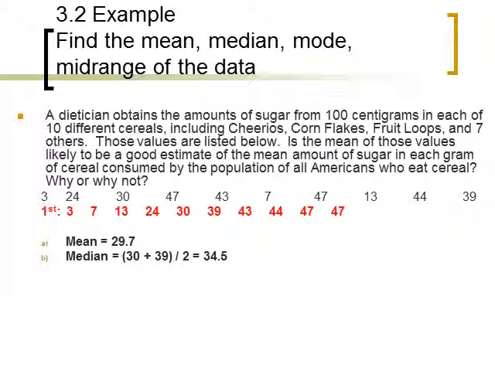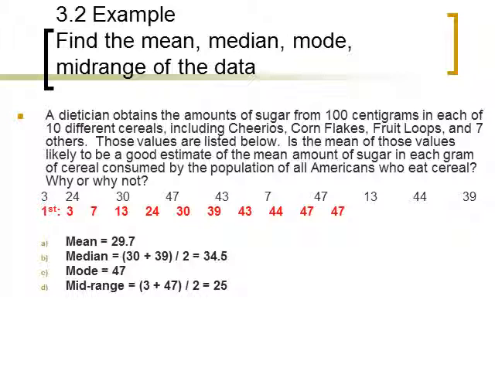To find the median, we're going to find the middle of the numbers. And so since they're written in order and we have an even set of numbers here, the median is going to fall between 30 and 39. So to find the value when it's between two numbers, we add them up and divide by 2. So 30 plus 39 is 69, and 69 divided by 2 is 34.5. The mode is 47 because that's the number that repeats most often.